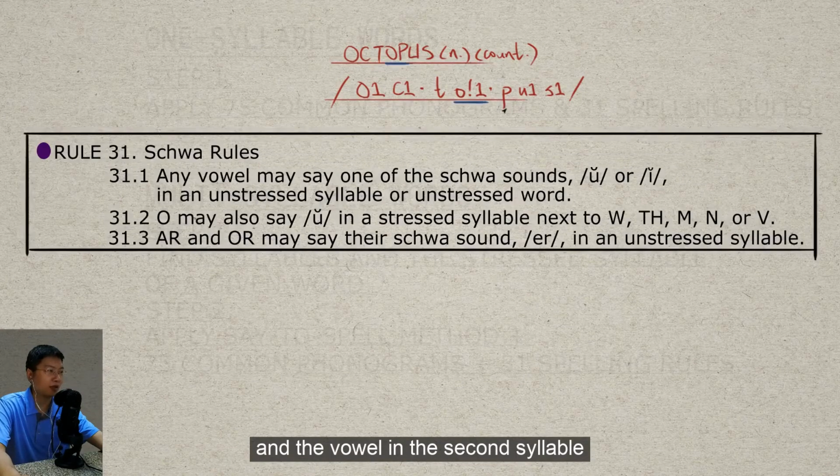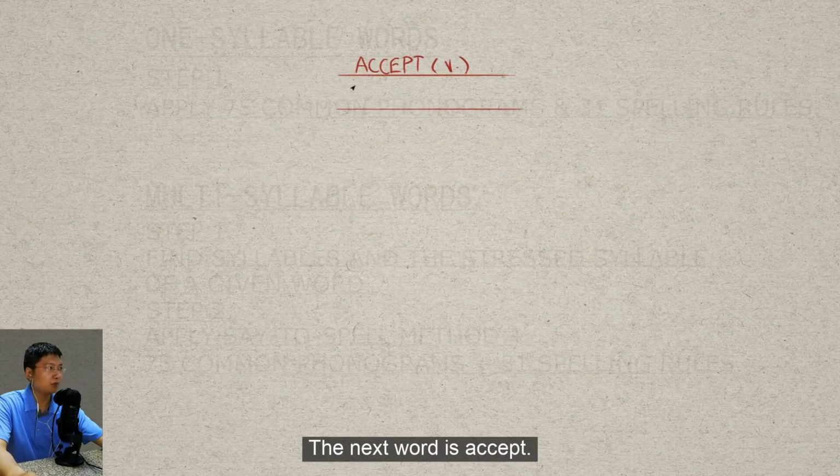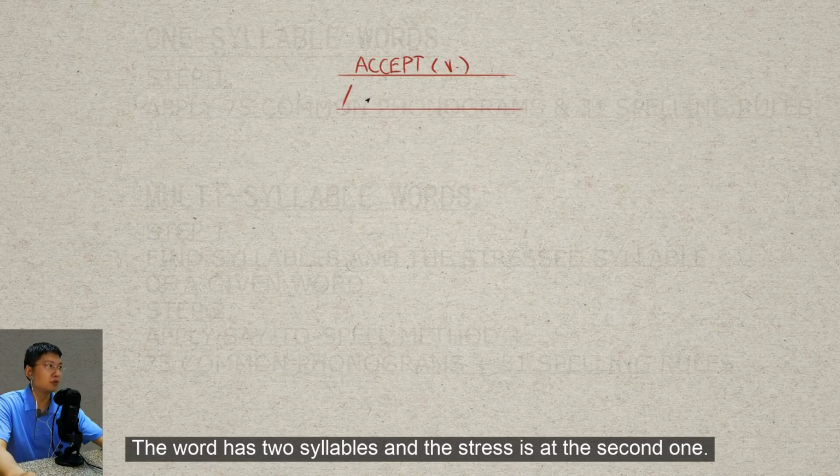And the vowel in the second syllable reduced to the first schwa sound because it's in the unstressed syllable. The next word is accept. The word has 2 syllables and the stress is at the second one.